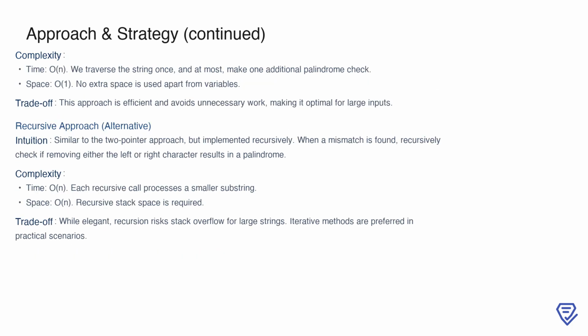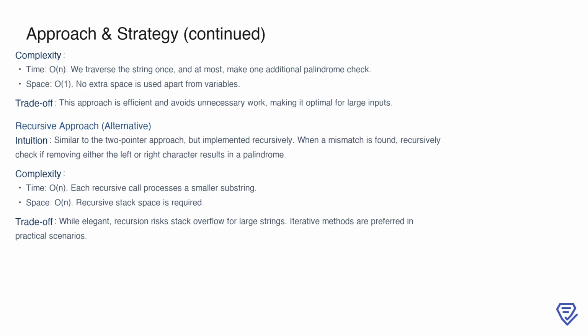The optimized two-pointer approach offers significant improvements in efficiency compared to the brute force method. Its time complexity is linear, O(n), because we traverse the string only once, and at most, perform one additional check for a substring. This makes it highly scalable for larger inputs. Furthermore, its space complexity is constant, O(1), since no extra data structures are required apart from a few variables. While the two-pointer method is the preferred solution, it's worth noting an alternative approach, a recursive implementation of the same two-pointer logic. In this version, when a mismatch is detected, a recursive call is made to check if removing either the left or right character results in a palindrome.